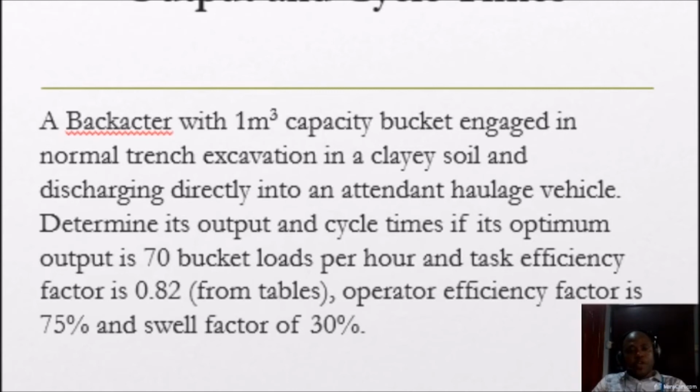Taking a look at this question, we have a backactor. From the question, the bucket volume is 1 cubic meter. It is carrying out a normal trench excavation in a clay soil, so we expect a swell of 30% and an operator's efficiency factor of 75%. Then the task efficiency factor is 0.82, taken from the table. These are the values given to us, and its optimum output is 70 bucket loads per hour. So let's see how we can do justice to this question.